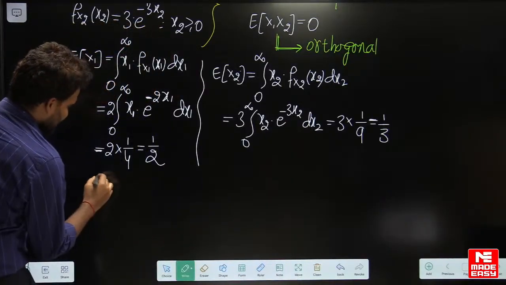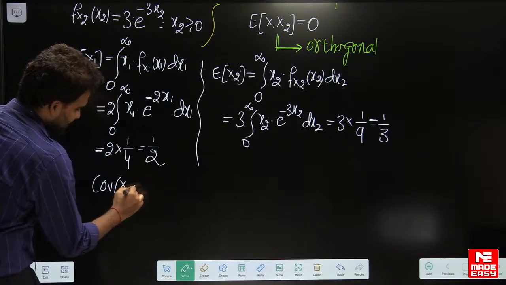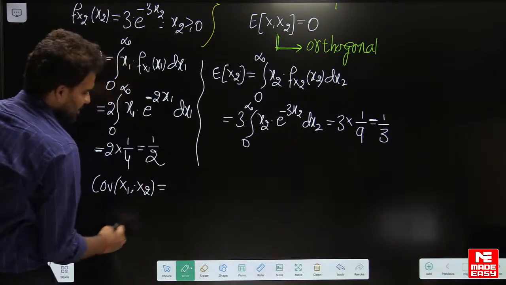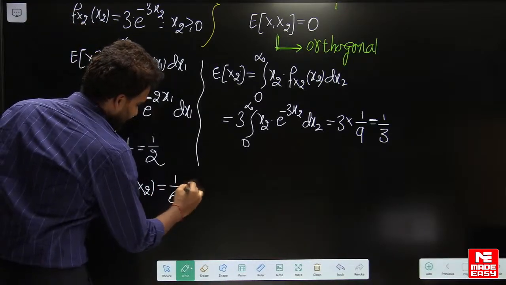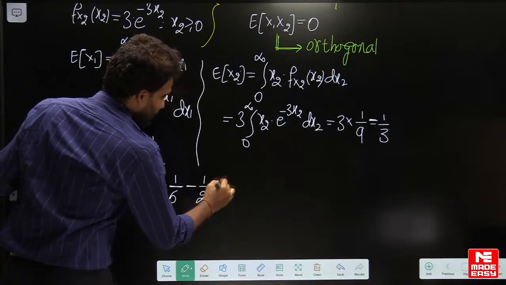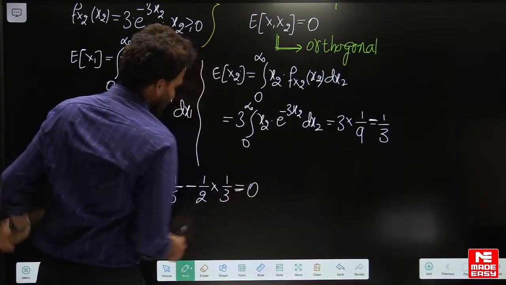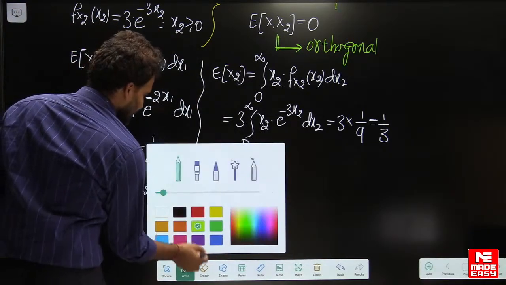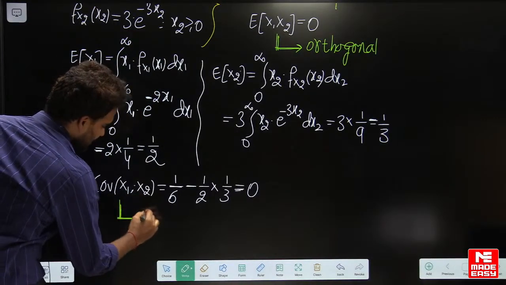Then the covariance of x1 and x2 will be equal to the expectation of x1 x2, which we got as 1 by 6, minus the expectation of x1 into the expectation of x2. So this will be 0. Covariance is 0. If the covariance between random variables is 0, then those two random variables are said to be uncorrelated.